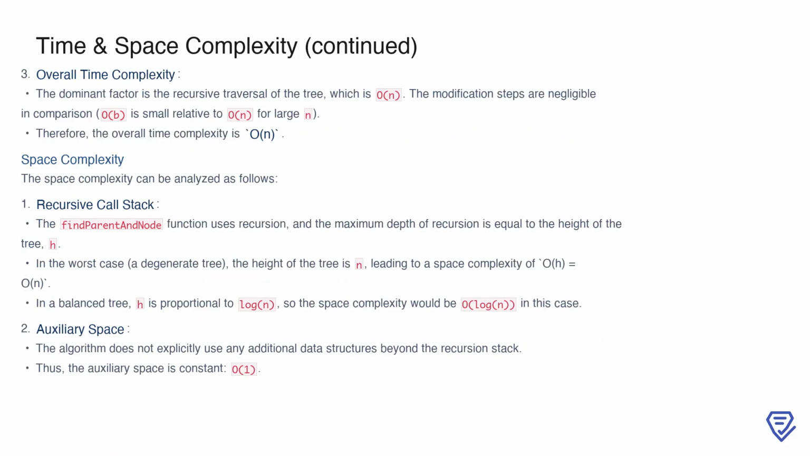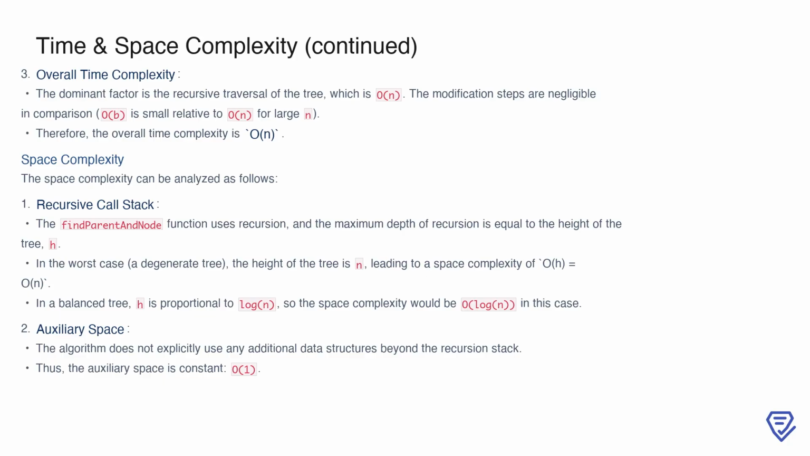Now, let's consider the overall time complexity. Since the recursive traversal dominates the process and is O(n), the contributions from tree modifications, which are O(b), are negligible for large n. This gives us an overall time complexity of O(n).